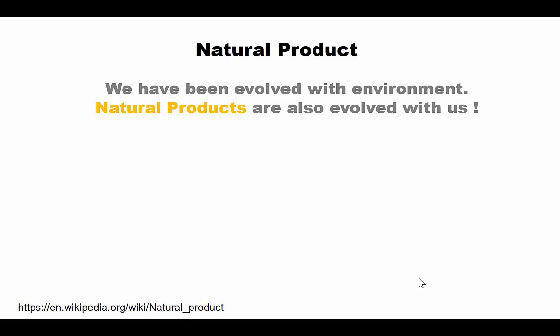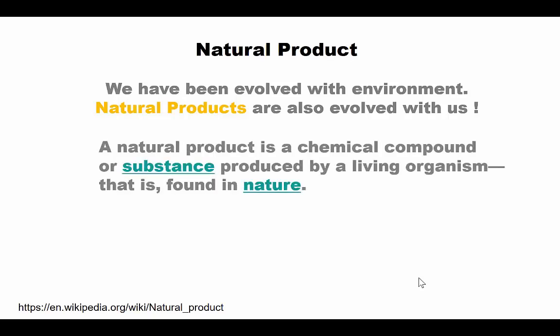So that means we have evolved with the environment. That means natural products also evolved together with us. That's why natural products have risen, and they are still being produced by life forms. That means they have some roles in biological functions. So we can define a natural product as any kind of chemical compound produced by our body.